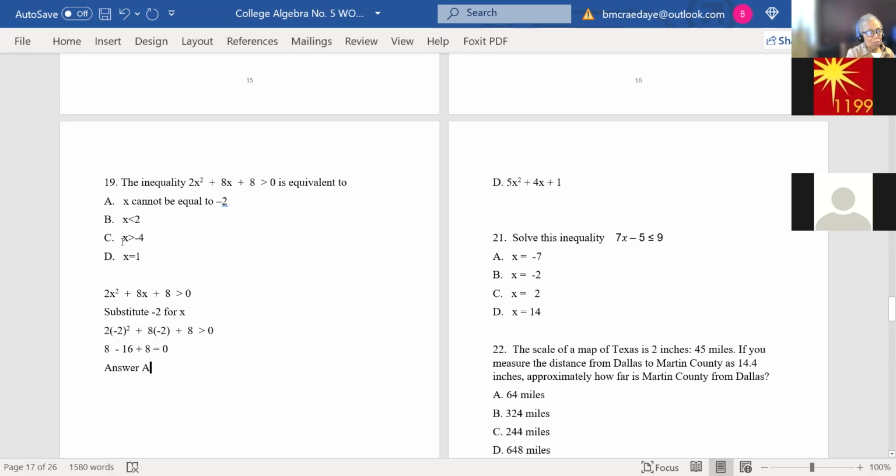All right, and you can try the others, and when you add them up, you get greater than 0. But when you put in the -2, you don't get a value greater than 0. You get a value equals 0. So the answer is A. Is that clear? Latoya, you follow? Latoya?